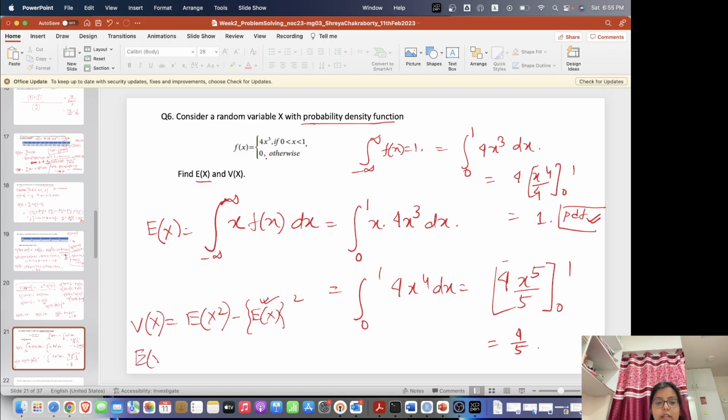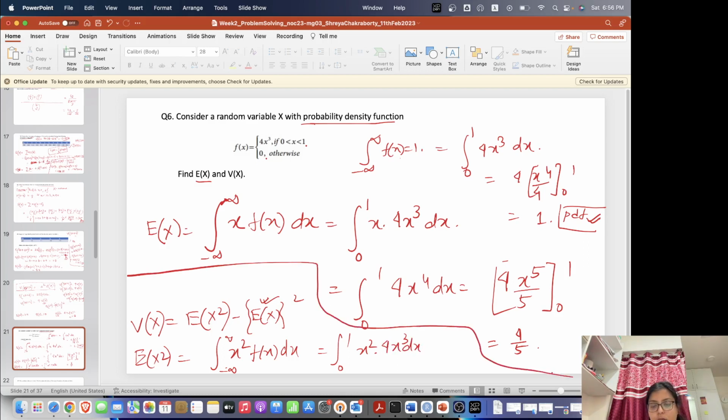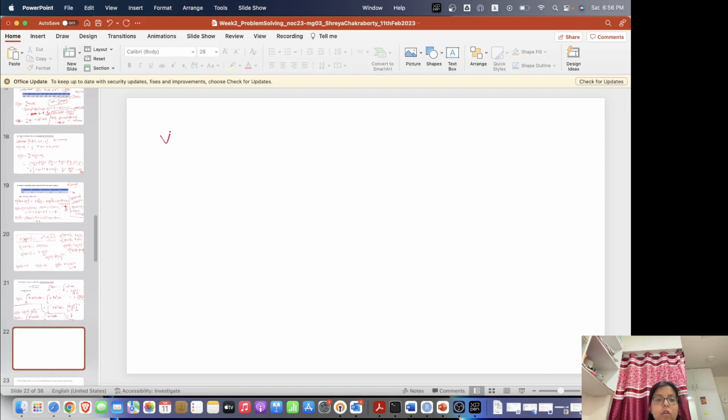So expectation of x square is integration of x square into fx dx from minus infinity to infinity, which is nothing but integral from 0 to 1 of x square into 4x cube dx. I'll draw it in another one. So variance of x is expectation of x square minus expectation of x whole square.